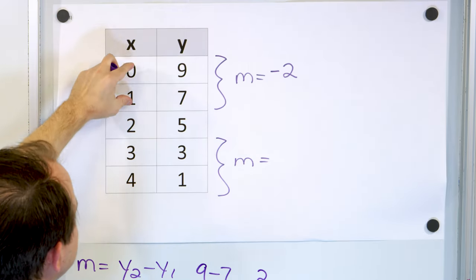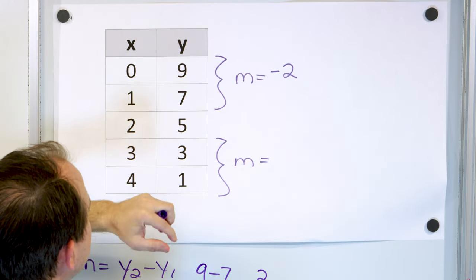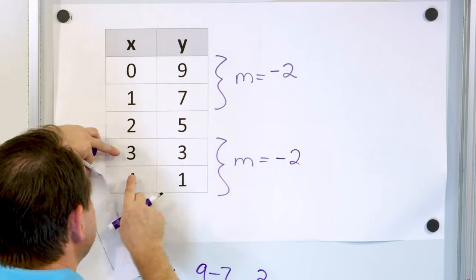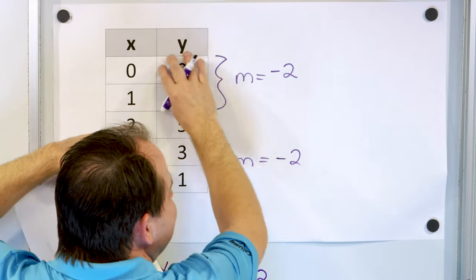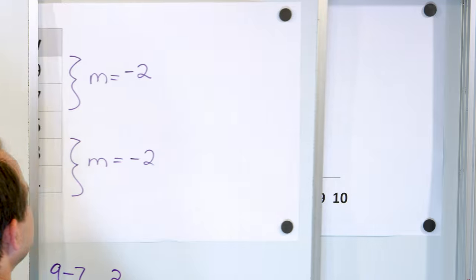So that means between these 2 points on a graph, if I draw a line between them, the slope would be negative 2, which means it would be going down. And over here, between these 2 points, if I just look at the slope between these 2 points on a graph, again, the slope is going down at exactly the same rate. So let's take a look at what this looks like on a graph.